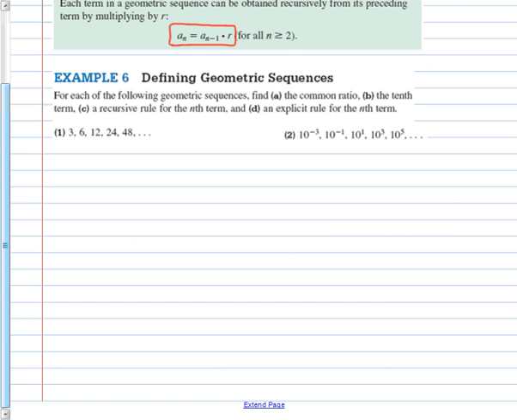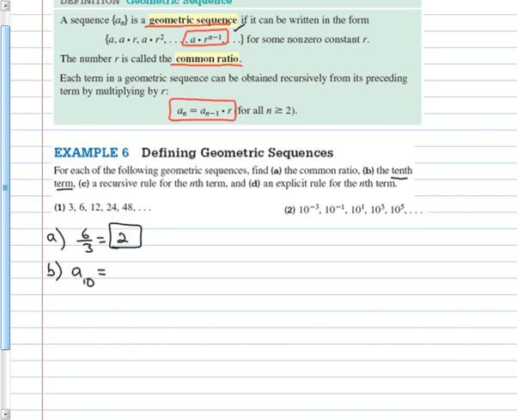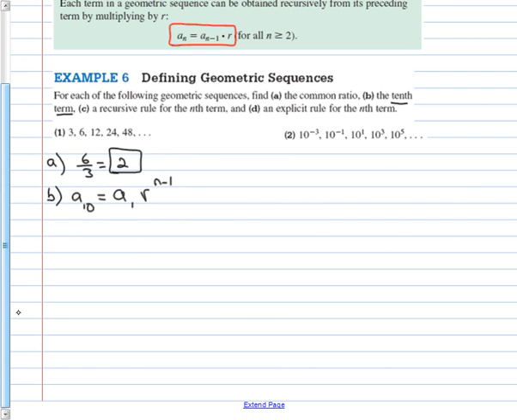Okay, so we want to find A, the common ratio. So if I want to find a common ratio, I'm just going to take one term divided by the previous. 6 divided by 3 is 2. There's the common ratio. B, I want to find the 10th term. A sub 10 is going to equal, now I'm using this formula right here, the first term times r raised to the n minus 1 power. Now I'll fill in numbers. My first term is 3. My common ratio is 2, raised to the 9th power. We just did that a minute ago, didn't we? 1536.